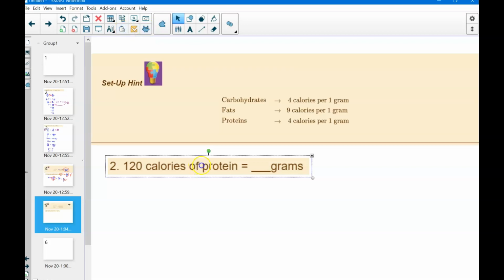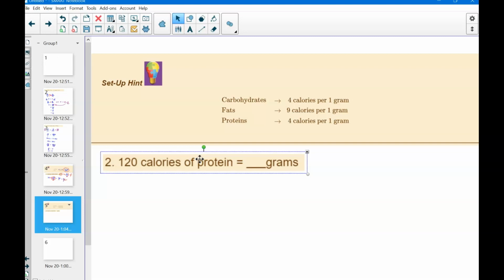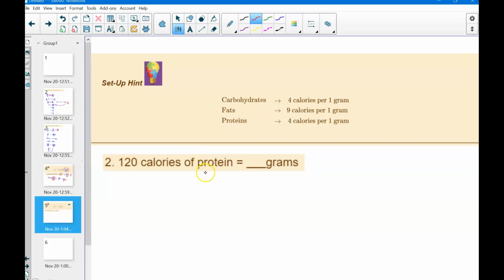So with this one, I have 120 calories. Again, I'm looking for grams, but this time I'm talking about proteins. Proteins here, 4 calories per gram. So once again, I have 4 calories equal to 1 gram.